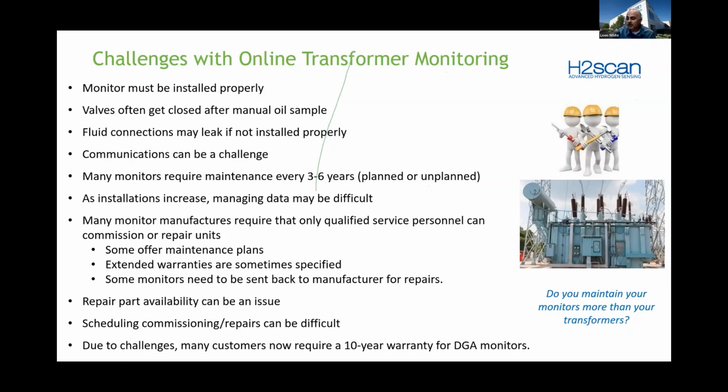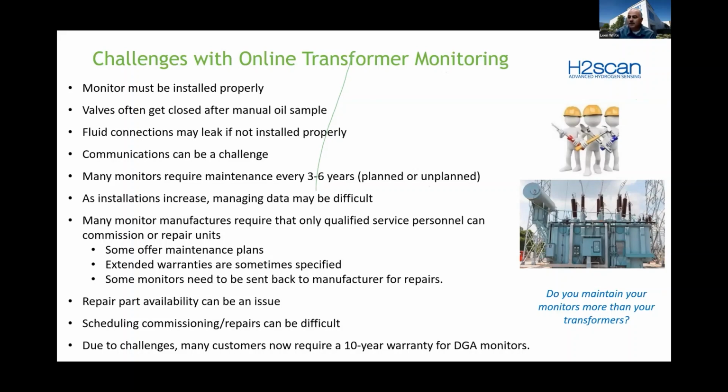Also, repair part availability can be an issue. This has become a big issue over the last few years with COVID and the inability to get parts for monitors. I've heard from customers that there are manufacturers out there where you can buy the new monitor, because that's a large expense, but getting parts has been a challenge. And so the manufacturers are, of course, wanting to get the most revenue possible. You want to make sure you're working with folks that are going to be able to support you the best.